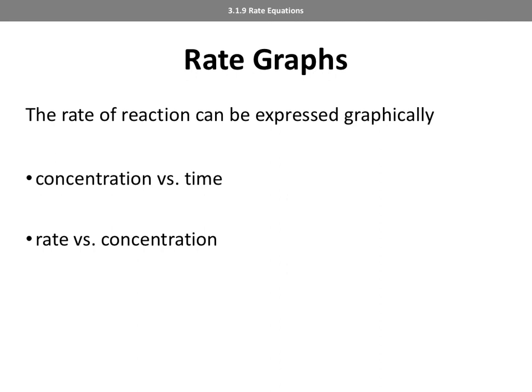Now, whenever you're asked to plot something versus something, that is always y versus x. So whatever comes first is the y-axis, whatever comes second is the x-axis. So it's going to be concentration on the y-axis and time on the x-axis. And in the second one, rate versus concentration, rate is going to be on the y-axis and concentration is going to be on the x-axis. And y versus x is a general rule.